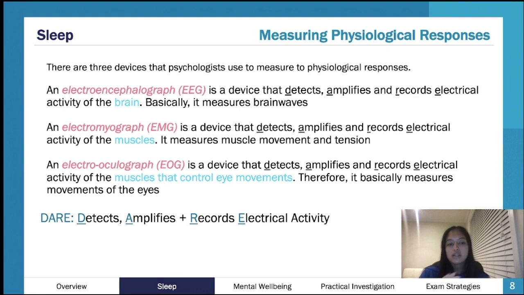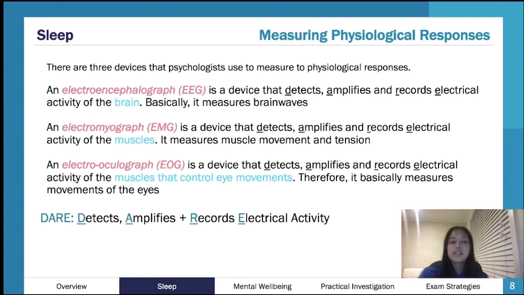So EEG, that's the brain. EMG is the muscles, so generally think about muscles in the body. And then the EOG is specifically the muscles that control eye movements. So we'll talk about the stages of sleep in terms of REM and NREM. Those are your two major stages.